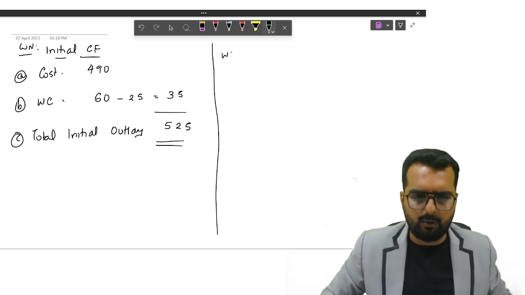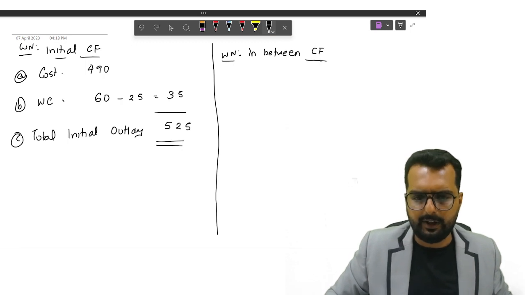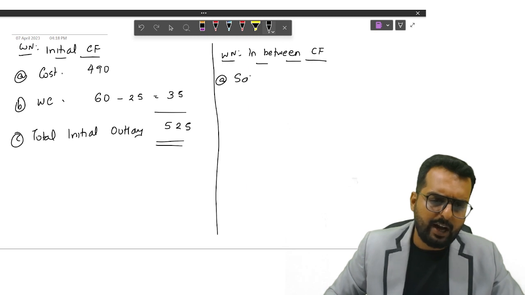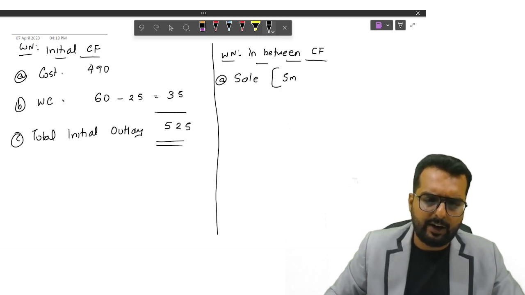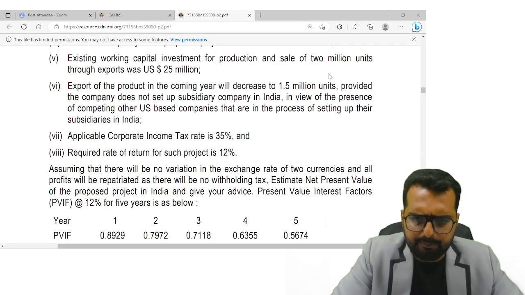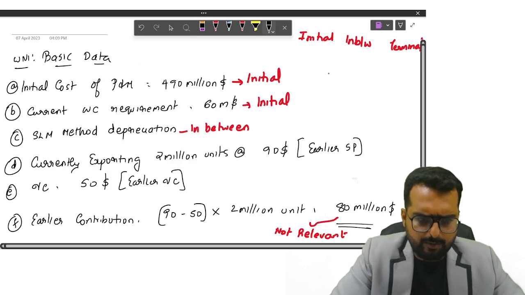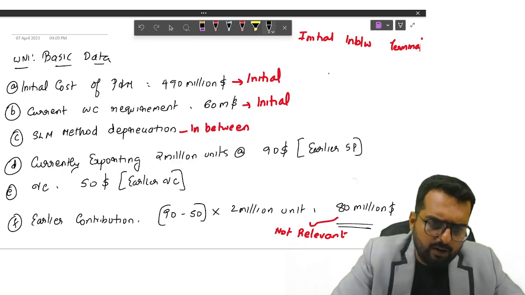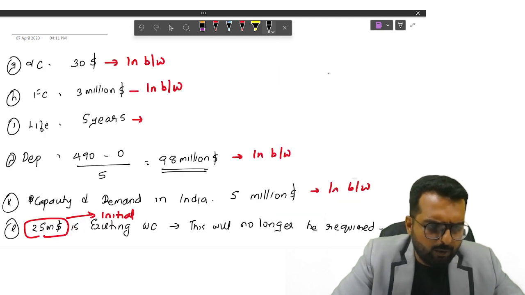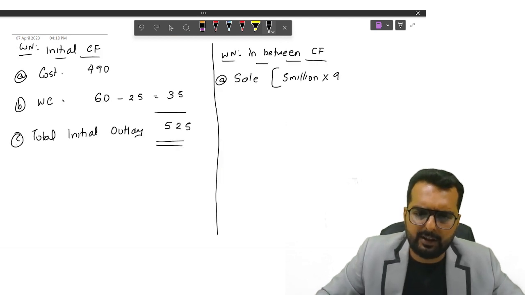Yes. Next I'll write down over here, in between cash flow. So what is happening in between cash flow, friends? We have sales. We are selling 5 million units into, what was the selling price, friends? Was it 90? I don't remember the selling price. Earlier was $90 and variable cost was 50. Later on, have they told anything about the selling price? If nothing is told, we'll assume it to be the same, $90.